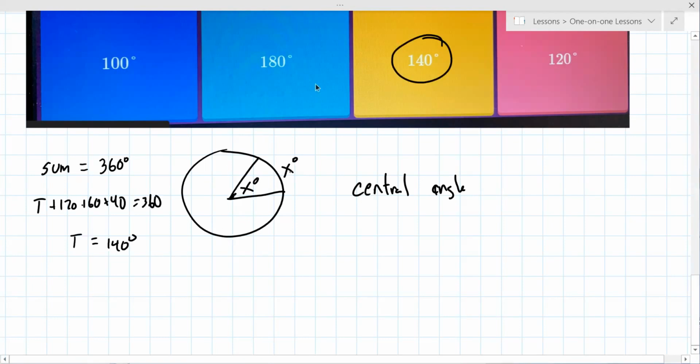Have you seen this thing with the central angle before? A little bit. Okay.